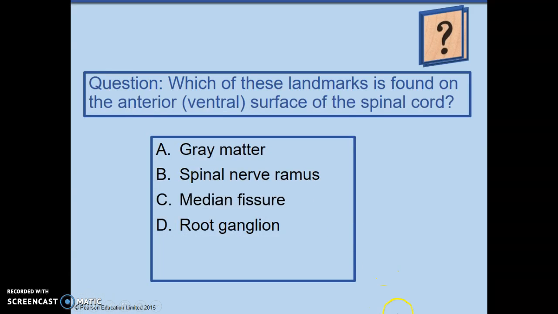Which of these landmarks is found on the anterior or ventral surface of the spinal cord? The median fissure.